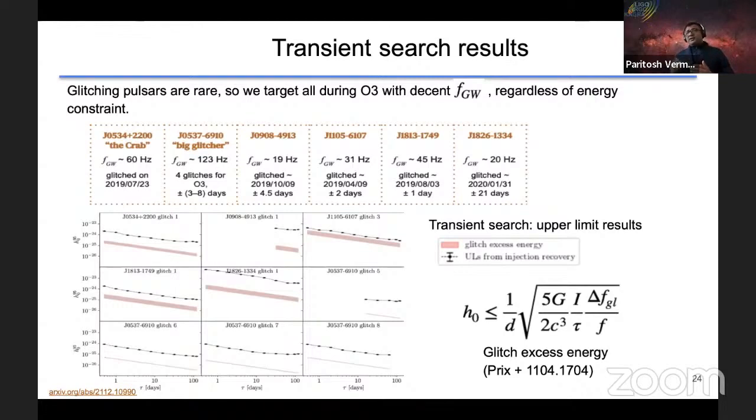So to summarize, we have not detected any gravitational signal in the O3 run, but we obtained very good upper limits, and we are very much optimistic about detecting them in the near future. And if we do so, these gravitational waves will help us to understand the complex nuclear physics that is going on inside the core of these mysterious objects.